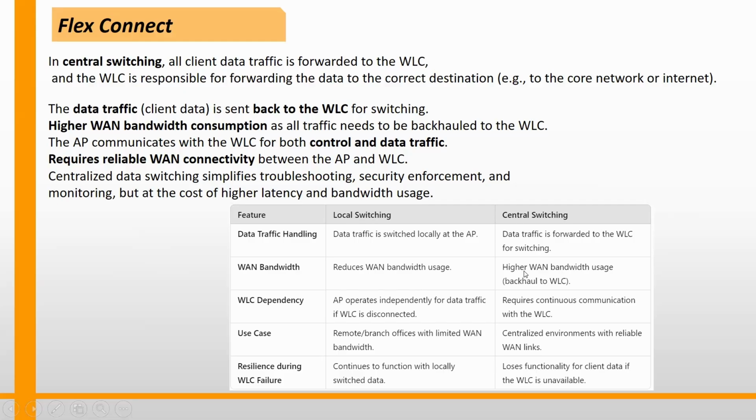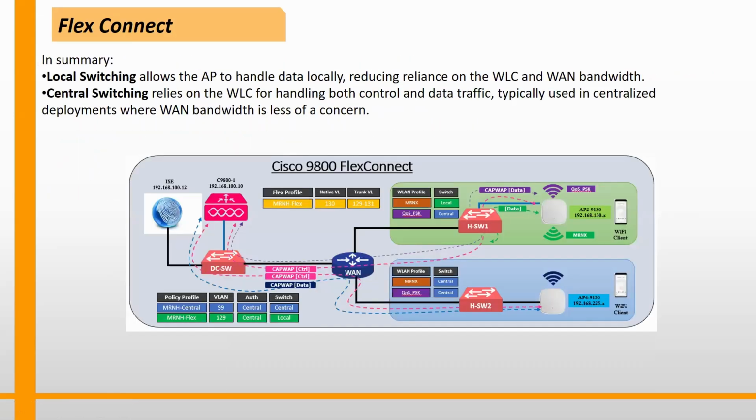Here you can see higher WAN bandwidth usage in central switching, with backhaul to the WLC. Local switching allows the AP to handle data locally, reducing the reliance on the WLC and WAN bandwidth. So this is one example you can see. This is the branch site, and here you have two branch sites, and the control traffic is in pink color. You can see it is going all the way to the WLC in the headquarters site. Whereas the data traffic in central switching, you can see it is going to the WLC, and from there it will bridge to the wired network.